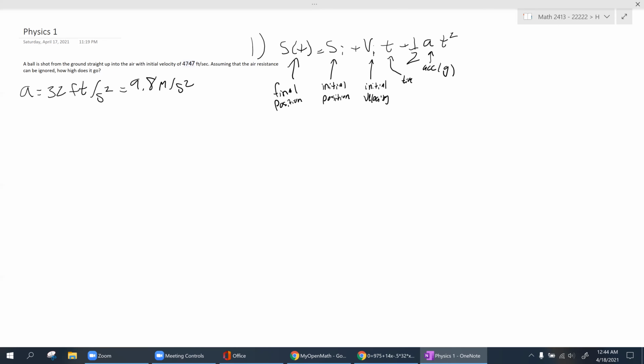So I'm going to use this formula here. I can find the final position of pretty much anything as long as I know the initial position, the initial velocity, a time frame, and the acceleration constant. So let's see, what do I know here?